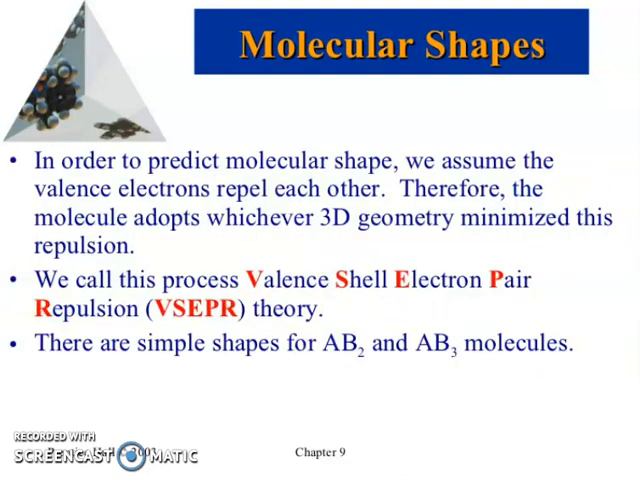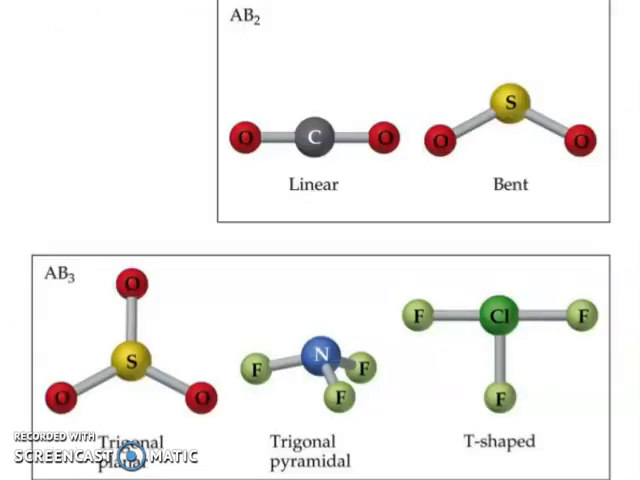So, in order to predict molecular shape, we assume the valence electrons repel each other. Therefore, the molecule adopts whichever 3D geometry minimizes this repulsion. We call this valence shell electron pair repulsion theory. There are simple shapes for AB2 and AB3 molecules. You can see AB2 linear or bent, AB3 trigonal planar, trigonal pyramidal, and T-shaped.